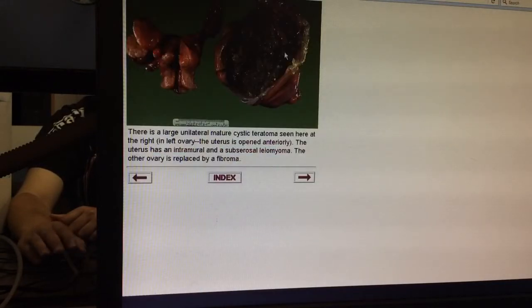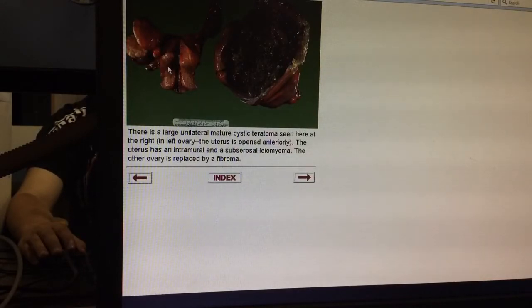In this specimen, there is an ovary here and there is a uterus here. This ovary is occupied or replaced by a lesion which is teratoma. We can see here the hair follicles and some fat tissue. This uterus has a fibroid, or leiomyoma, inside it, and this ovary, which is the left ovary, shows a fibroma. So this is teratoma, leiomyoma, and fibroma within the same patient.